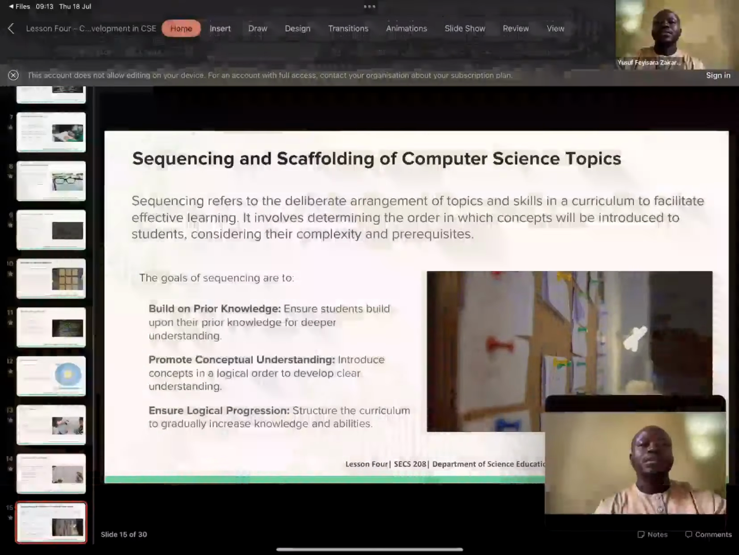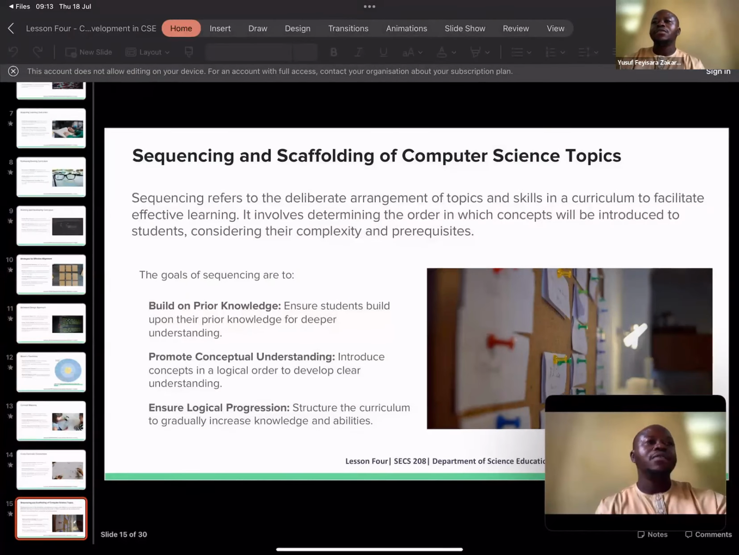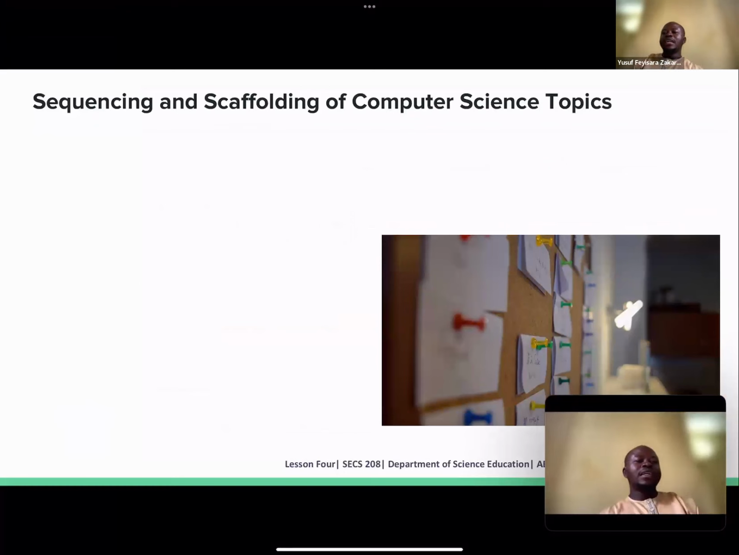Somebody put in here cultural difference and unavailability of proper materials for teaching. Yeah, this is also true, and it falls under resources. So I think now we can proceed to our next talk, which is still on the curriculum, still on the alignment, however, with more taste on some strategies, I guess. Sequencing and scaffolding of computer science topics. I want to believe you have my slide in front of you now. So the next aspect of this lesson is on sequencing and scaffolding of computer science topics.